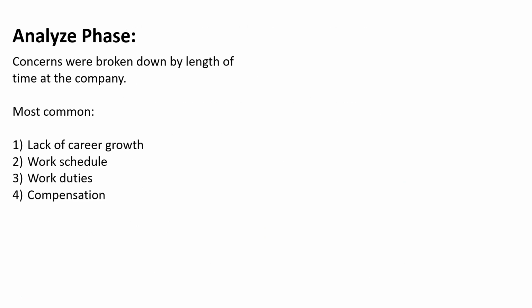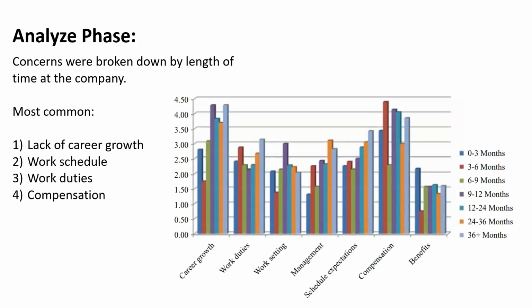They broke the concerns down by length of time. Again, remember, these are over a 2-year period. They were still looking at what was going on with the employees. So they broke them up into 6-month intervals of employees and looked at all the reasons in something called a Pareto chart. They broke down the reasons a little more granularly. Number 1 was lack of career growth, then work schedule, work duties, and compensation.